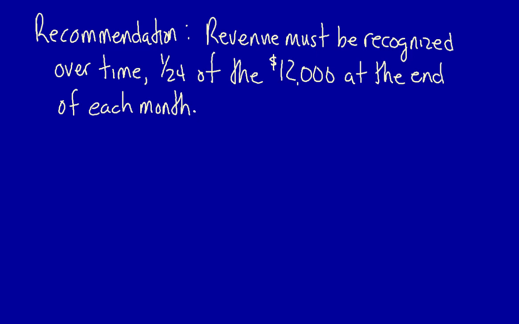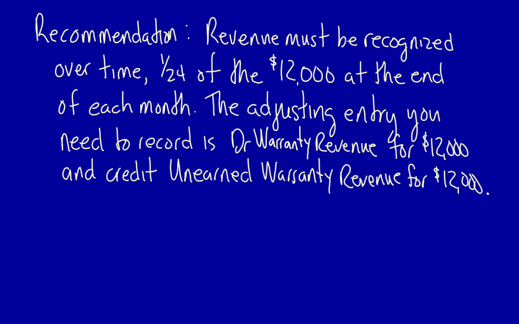Because of that, underneath the recommendation, I'm going to add, the adjusting entry you need to record is debit warranty revenue for $12,000 and credit unearned warranty revenue for $12,000. It might be that I need to do a different entry. Let's assume that 3 months have already passed.